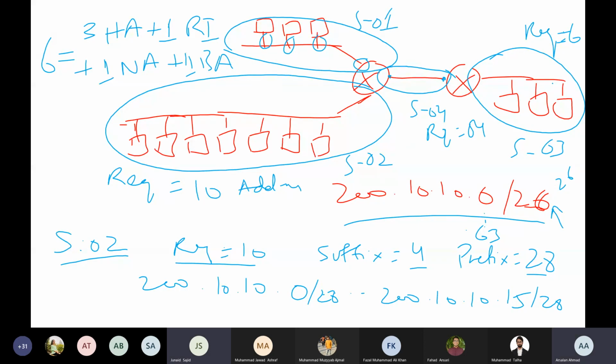Correct. Subnet 2. I will just write a short answer over here because I don't have space on this slide.